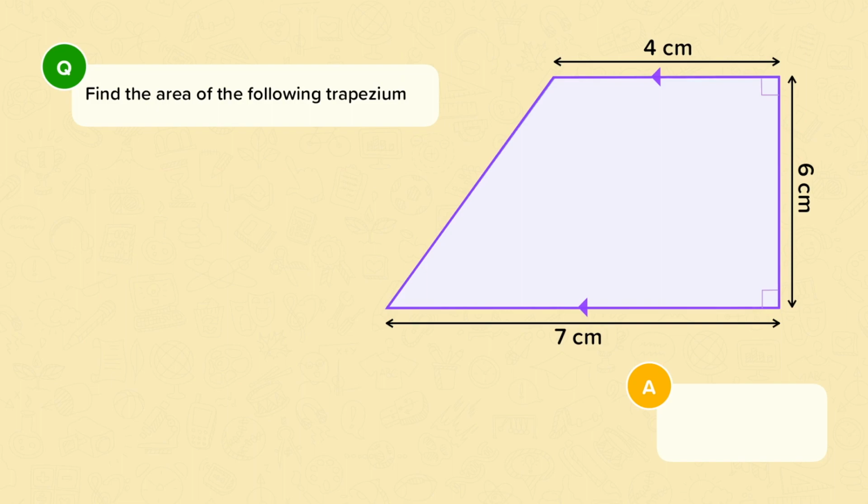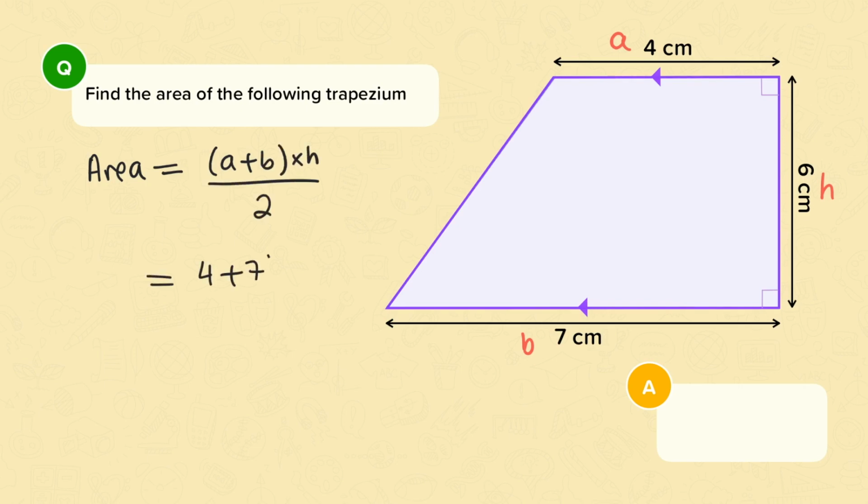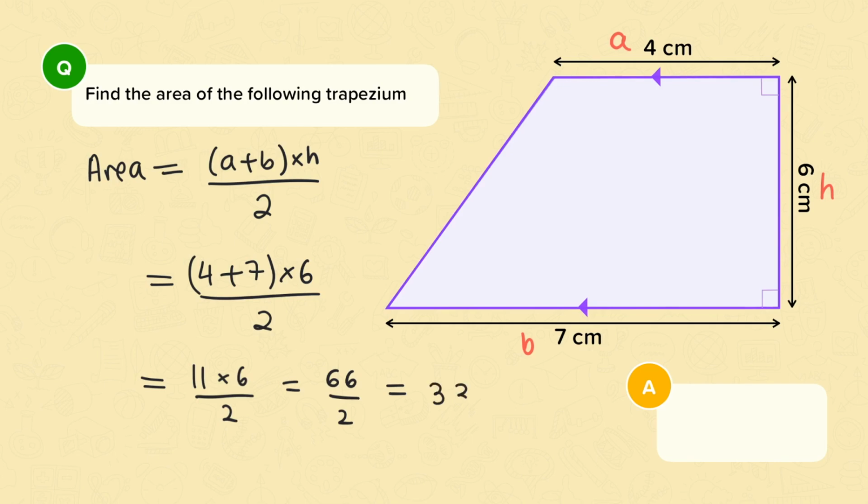So now let's look at some examples. So we're finding the area of this trapezium. We've got parallel sides length 4 and 7 centimeters, so that will be our A and B. And we've got a perpendicular height between them of 6 centimeters. So we'll start with the formula, area equals A plus B times the height divided by 2. So we want to find 4 plus 7 times 6 divided by 2. 4 plus 7 is 11, 11 times 6 is 66, and 66 divided by 2 is 33 centimeters squared. So that is my final answer, 33 centimeters squared.